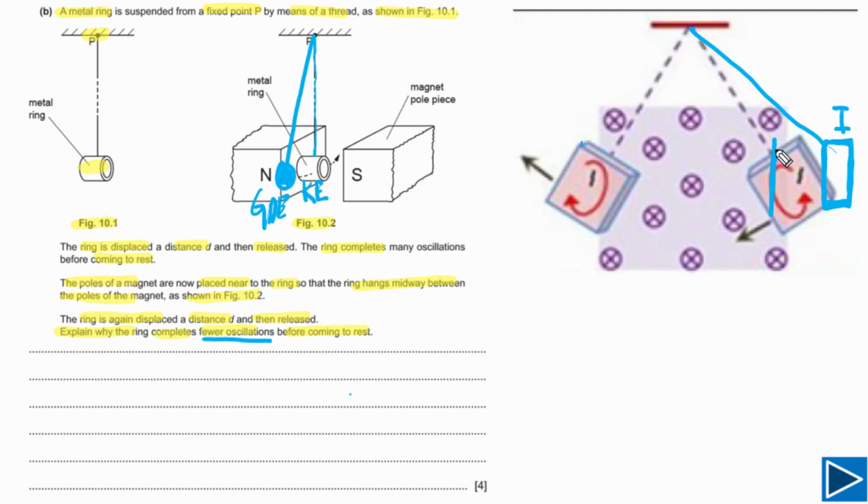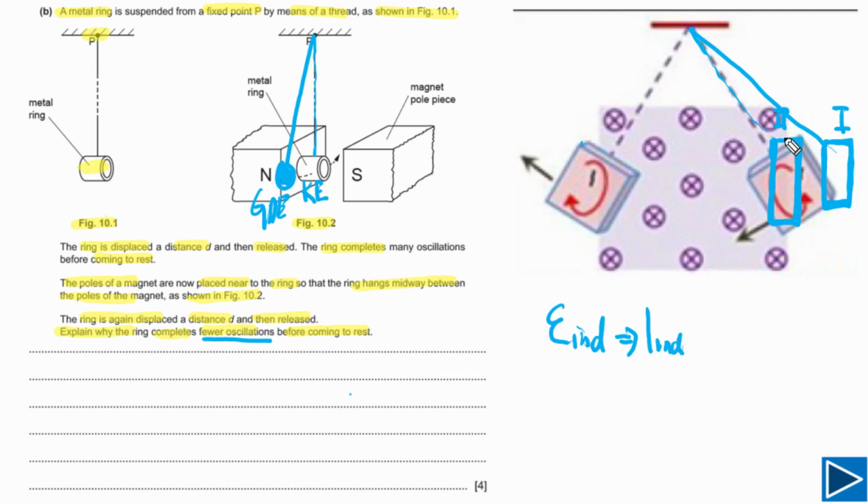Next thing we need to understand, when the ring is at this point, means when the ring is entering into this magnetic field, there is a change in flux. As there is a change in flux, and this is made of metal, it's a conductor, there will be induced EMF according to Faraday's law. But this is also a complete circle, so there will be induced current as well.